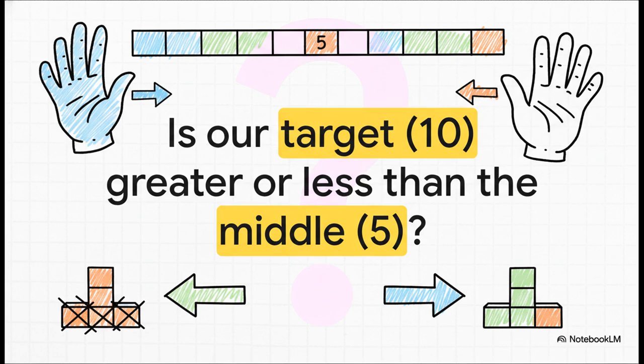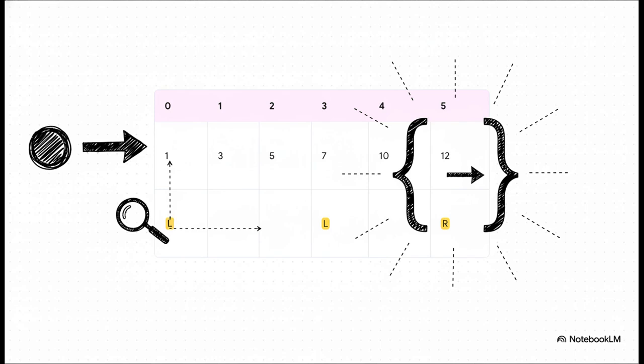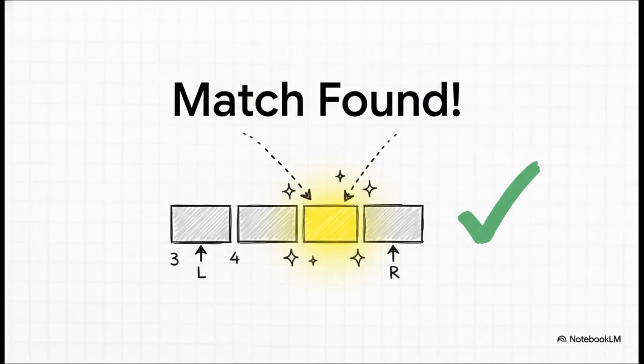And now we ask our key question. Is our target number 10 bigger or smaller than this middle value, 5? This simple comparison is what lets us throw away half the data. Well, 10 is obviously greater than 5. And since we know for a fact that our list is sorted, there is no way, 0 chance, that our number is in that first section, so we can just get rid of it entirely. So to shrink our search space, all we do is move our left pointer up to the spot right after the middle. And just like that, we're ready to do the whole process again, but on a much, much smaller list.